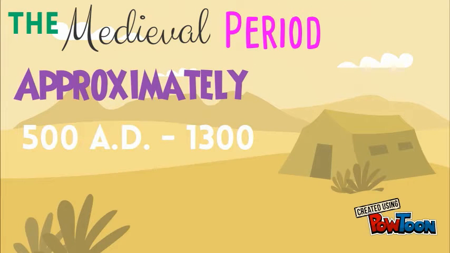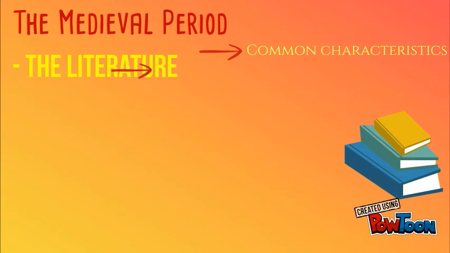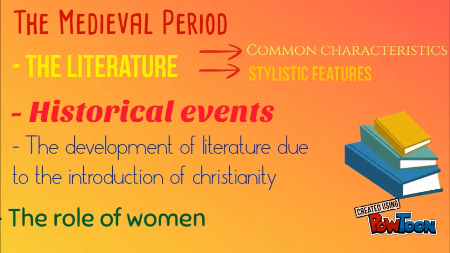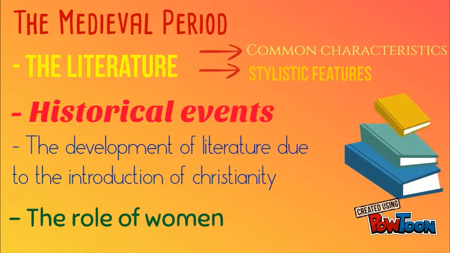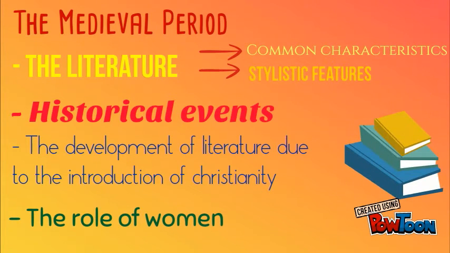We will be talking about the medieval period, from 500 AD to 1300, and its literature, including common characteristics and stylistic features. We will also discuss some of the more important historical events that influenced the literature of the time, and how the literature developed due to the introduction of Christianity, as well as how the role of women began to change during these times.